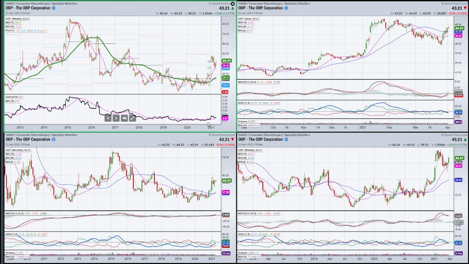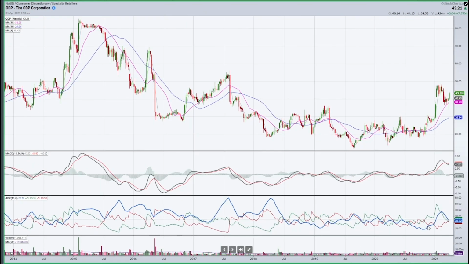I like the fact that the relative strength is starting to kick in. We have a low ADX condition on the monthly where ADX is below 25 and has been for a very long time. And then if you go over to the weekly, we're actually starting to see the ADX improve after being low for a period of time.